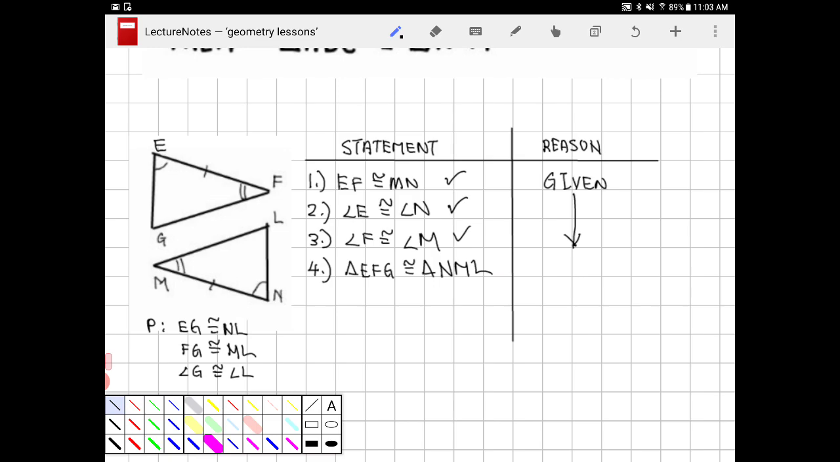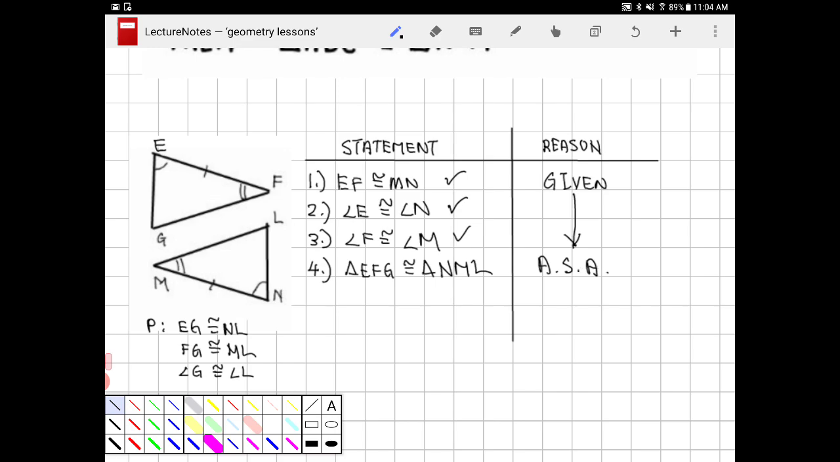Again, the order in which you are naming the letters of the triangle does matter greatly. Because from previous lessons, it was emphasized that angle E corresponds with angle N, angle F corresponds with angle M, and angle G corresponds with angle L. So the order in which we are listing out the letters matters greatly. So what exactly is the reason for line number 4? Well, according to the beginning of this lesson, this is true because of angle side angle.